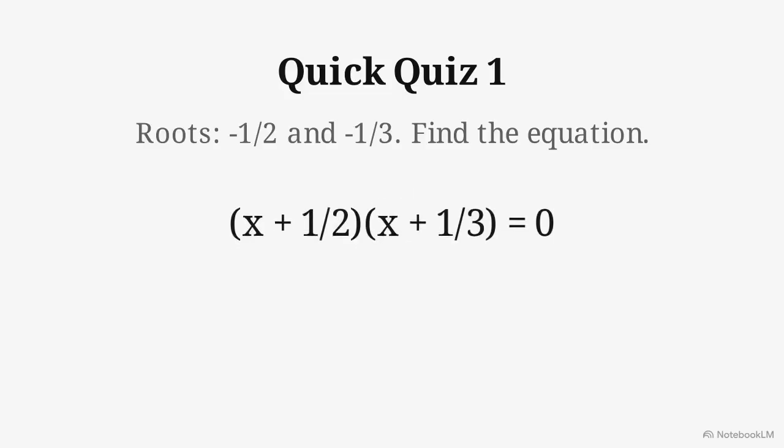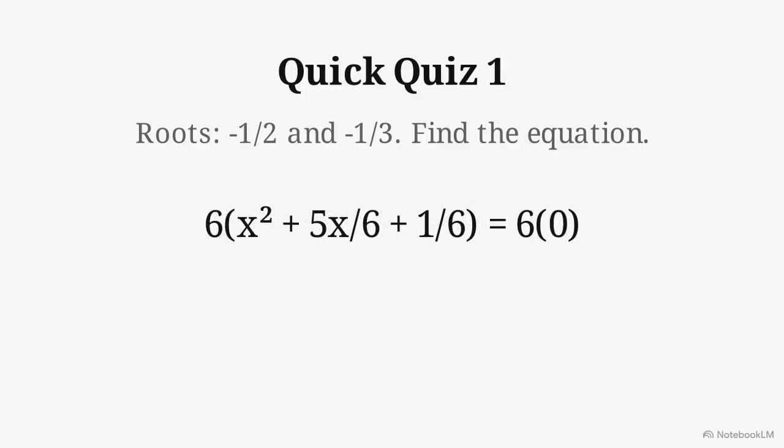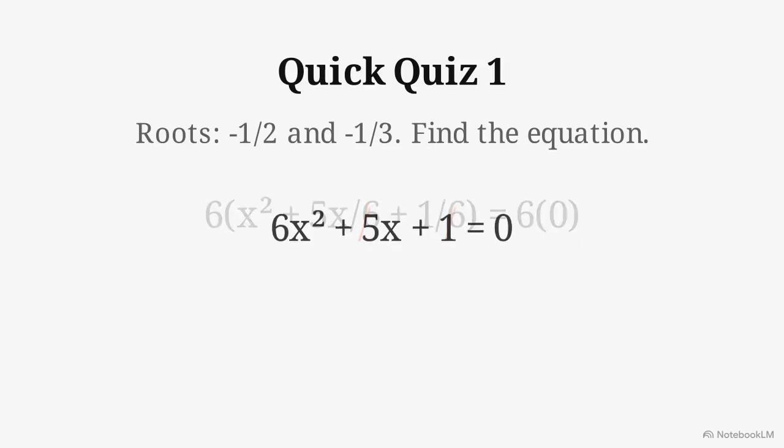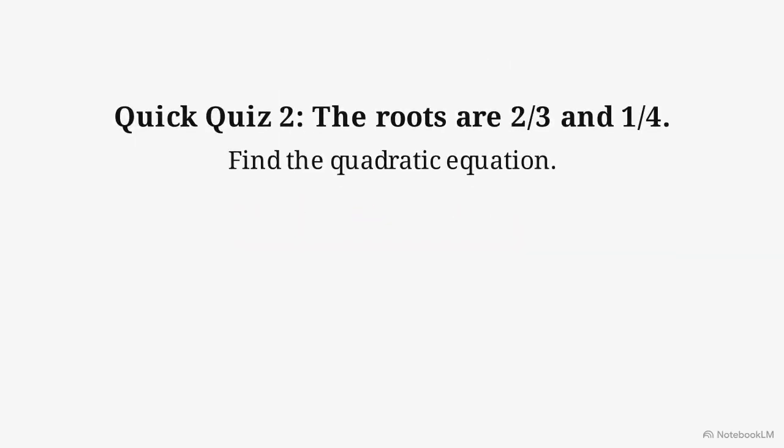Because both roots are negative, your factors are x plus 1/2 and x plus 1/3. Expanding those gives x squared plus 5x/6 plus 1/6. Multiplying by 6 to clear the fractions leaves us with 6x squared plus 5x plus 1 equals 0. Well done. Now try quick quiz 2. This time the roots are positive, 2/3 and 1/4. Pause and find the equation.